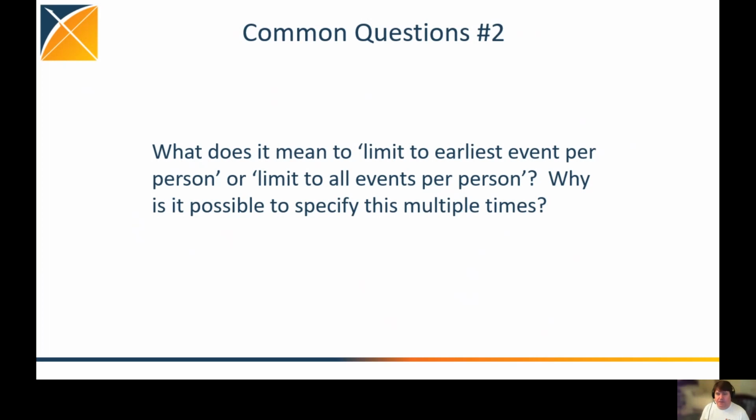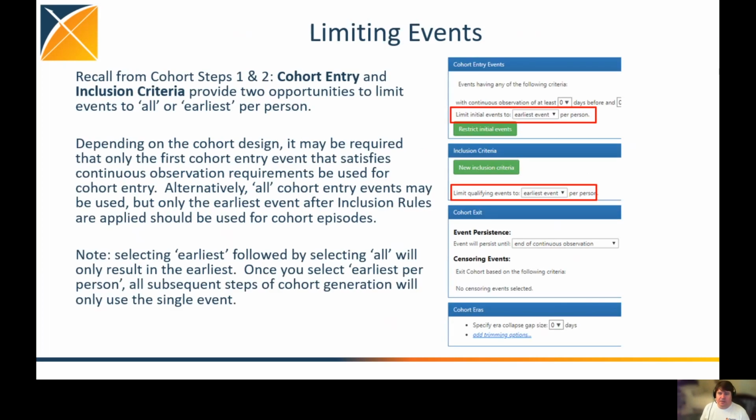The second common question relates to limits. What does it mean to limit to earliest event per person or limit to all events per person? And why is it possible to specify this multiple times? So if you recall from cohort steps 1 and 2, cohort entry and inclusion criteria provide 2 opportunities to limit events to all or earliest per person.